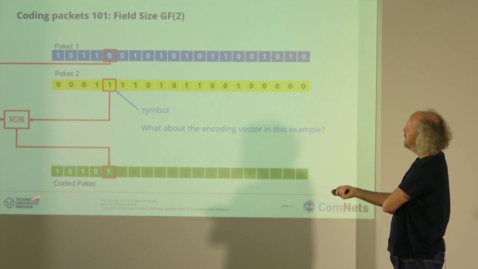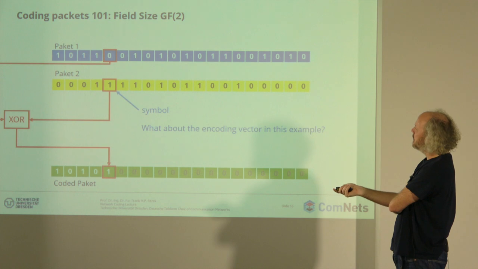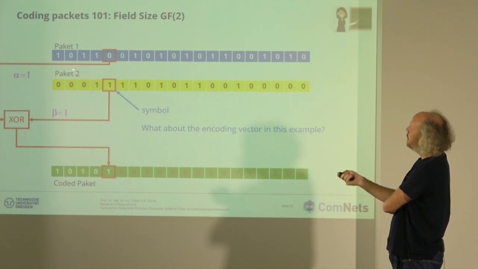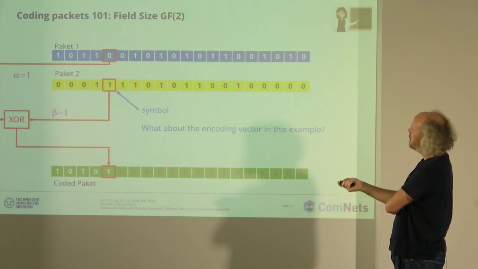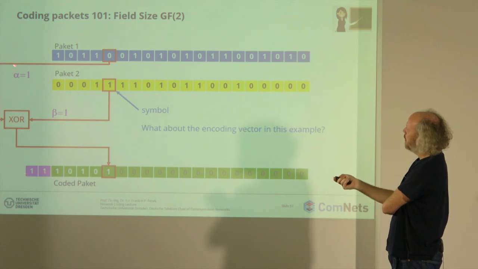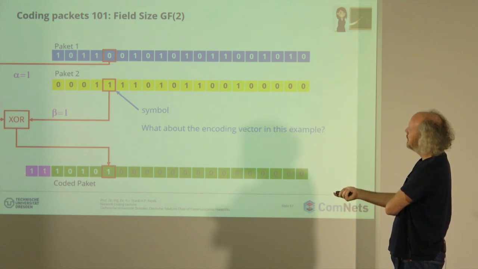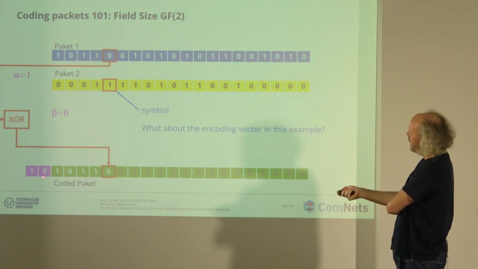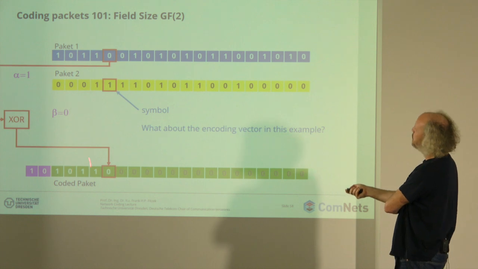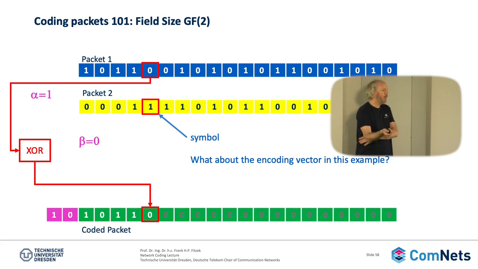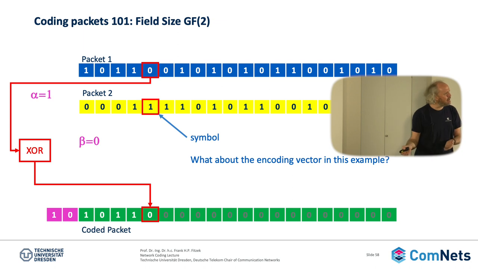Now, we also need the encoding vector. What is the encoding vector in this case? We said we will read into this packet and read into this packet, so we have 2, 1, 1, which means we look into two packets. Alpha is 1, beta is 1. If beta were 0, then it would be 1, 0, but the coded packet would just be a copy of packet 1. Hey, isn't that the same as what we did in the butterfly? Okay, that is not really what we would like to do, right? But it is one option.